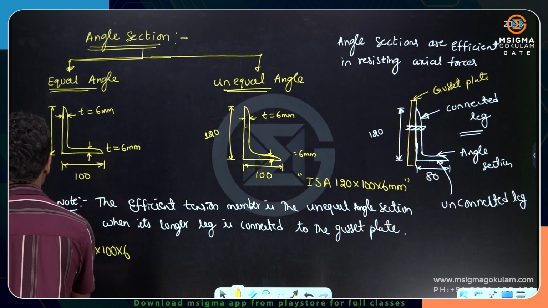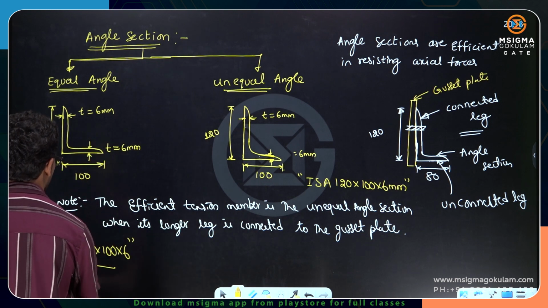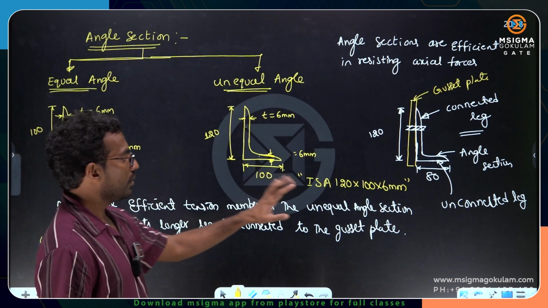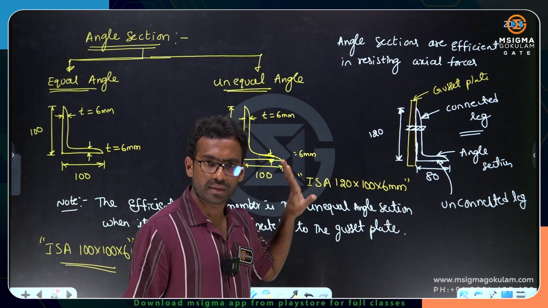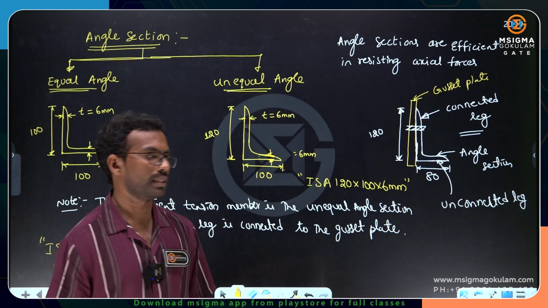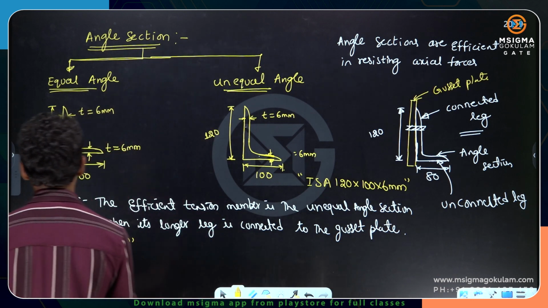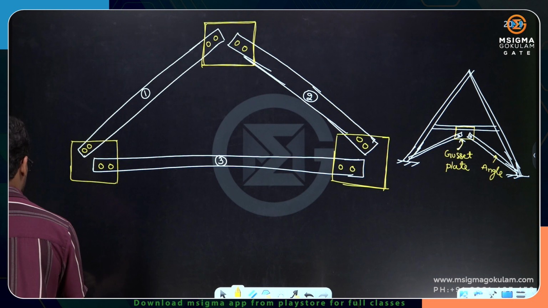This is how we represent the equal angle section. Okay, clear to everyone? Longer leg into shorter leg into thickness. This is how angle sections are designated or represented. Clear to everyone? That's it.